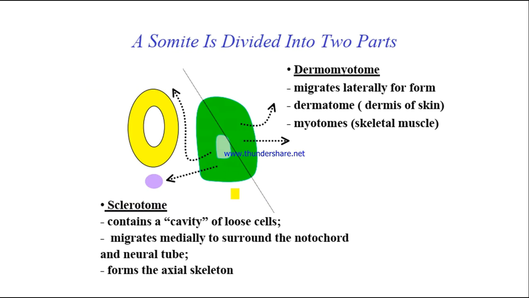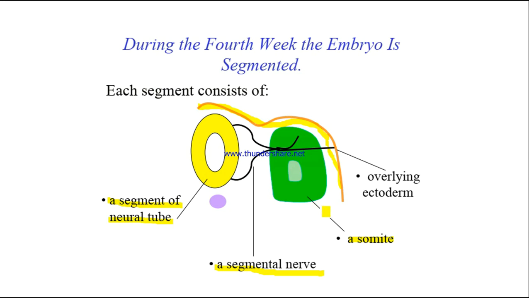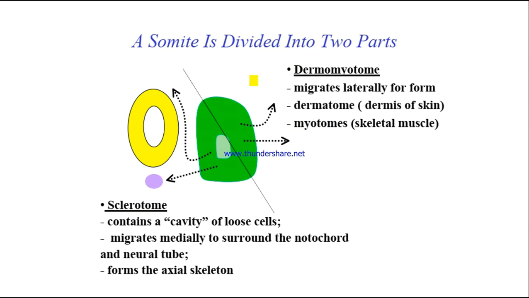So the somite itself, if we just go back quickly, we can see the somite here, highlighted in green. The somite is divided into two parts, and then we have the dermamyotome, which migrates laterally to form the dermatome, the dermis of the skin, and then the myotomes are going to form the skeletal muscle. Then the second part of the division of the somite is the sclerotome.